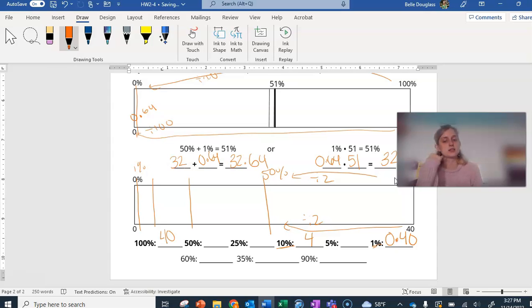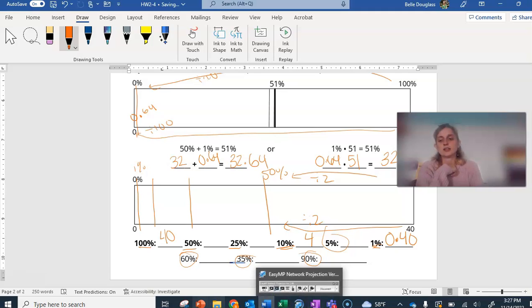And then you can use these numbers to find 60% and 35% and 90% by adding or subtracting or dividing or multiplying these benchmark percents that we already know to get your final answers for these less common percentages right here. Good luck.